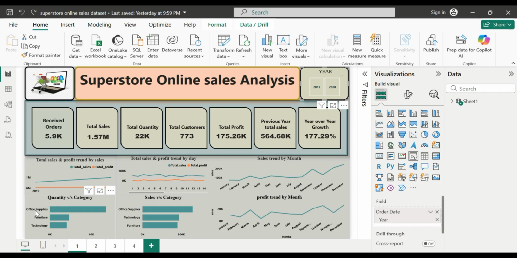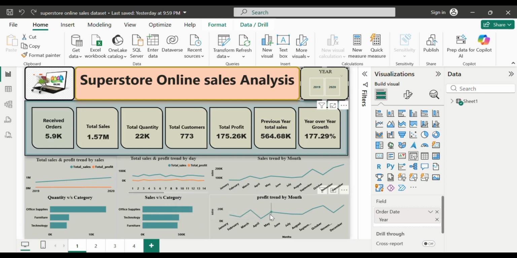In the total category for quantity of sales, office supplies is 13,625 quantity sold, furniture 4,631, technology 4,061. This is the quantity of sales. This is the sales amount.